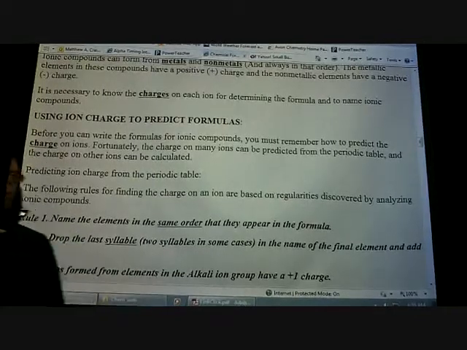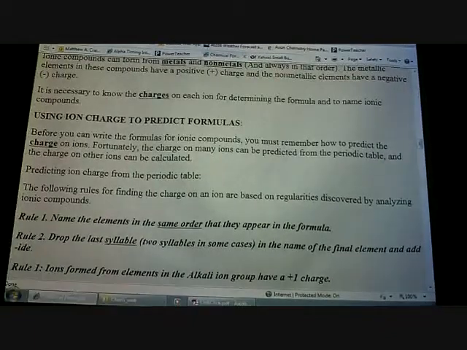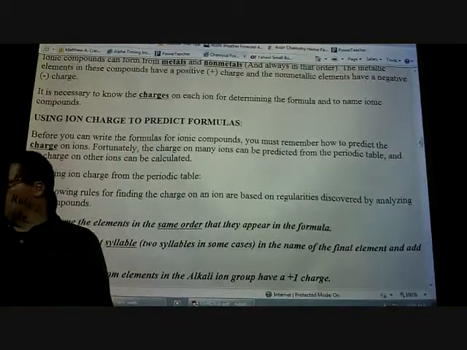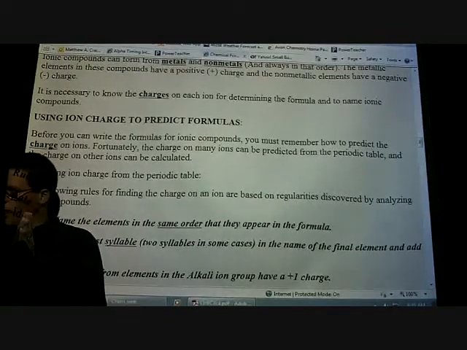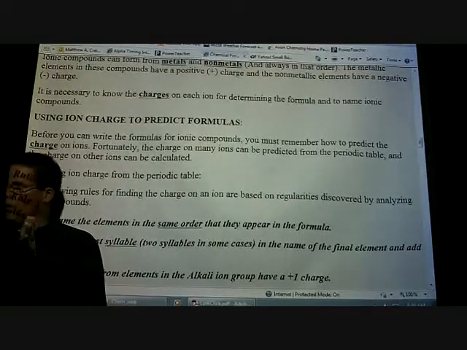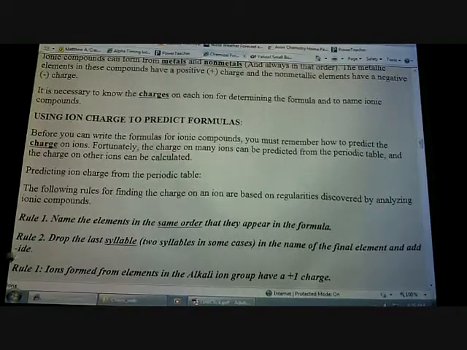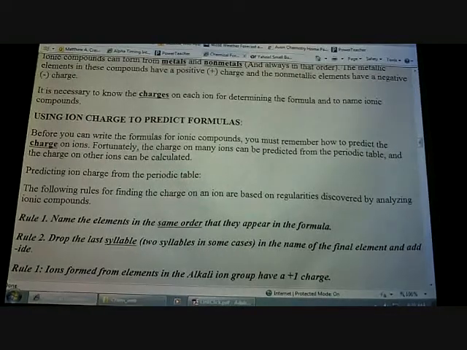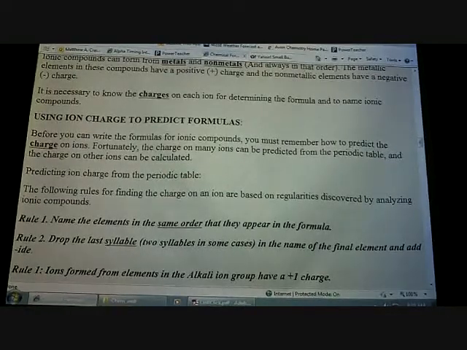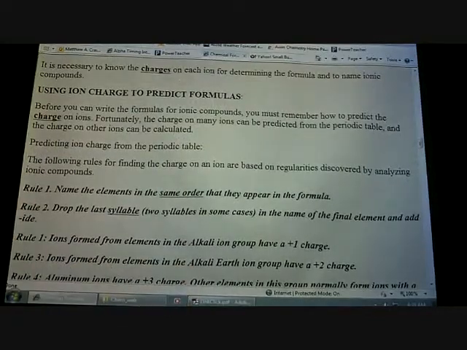All right, but this only applies to the nonmetals, so the metals will retain their name. So if I'm looking at, say, chlorine, we're going to drop the last syllable, which is ine, and put ide. So right here, the IDE ending. So it goes from chlorine to chloride. Notice now we have sodium chloride. The ions formed from the elements in the alkali group have a +1 charge. We already know that. Yes, Steph.